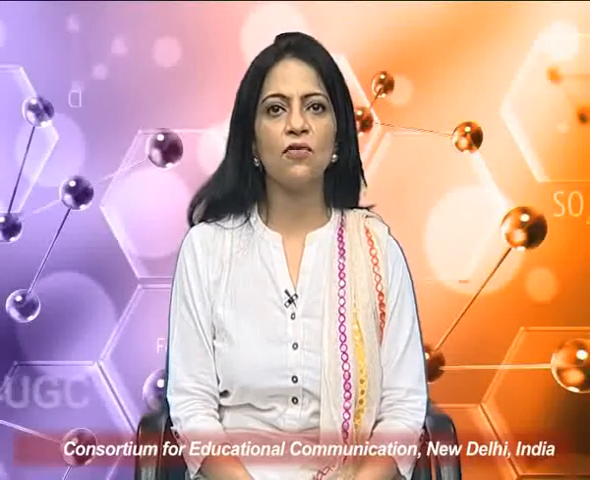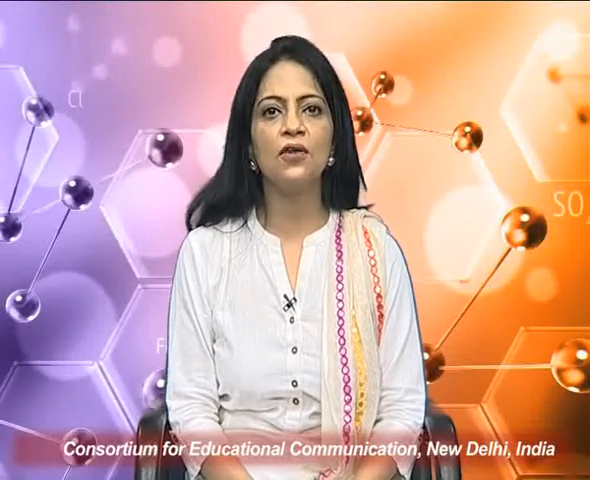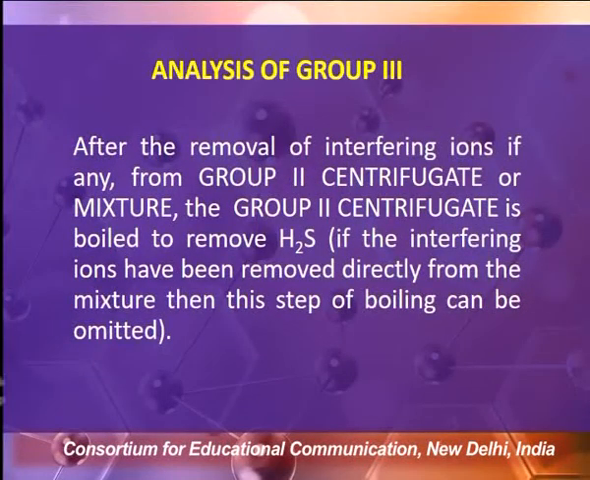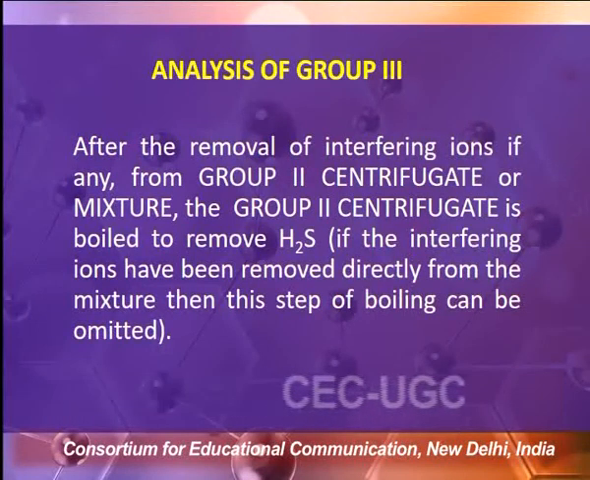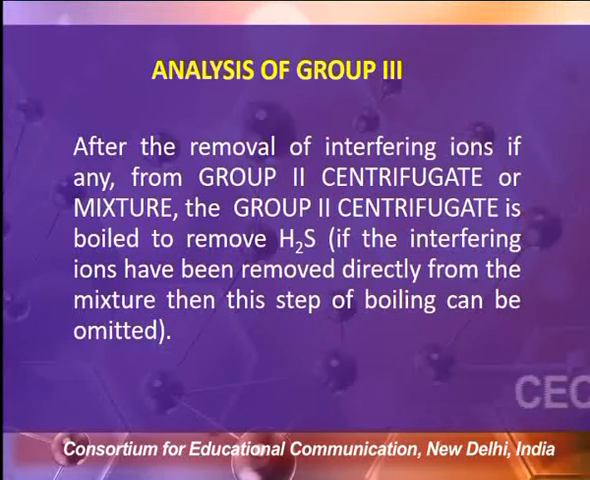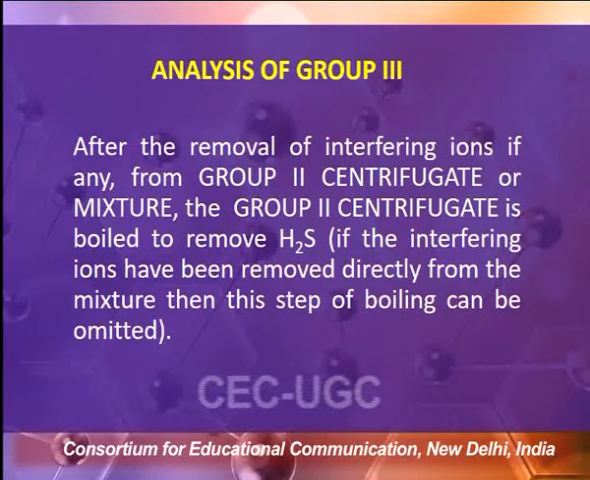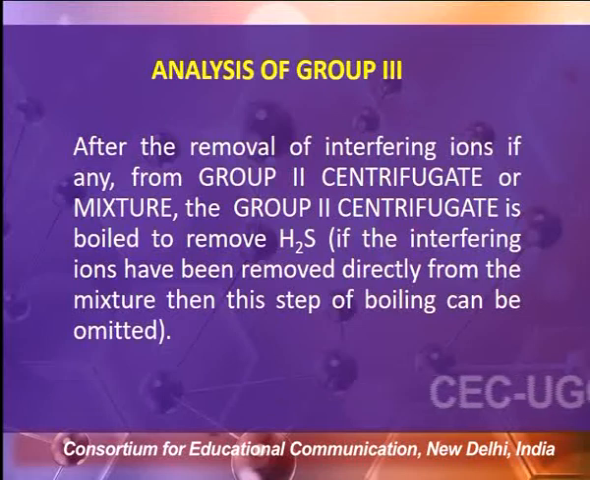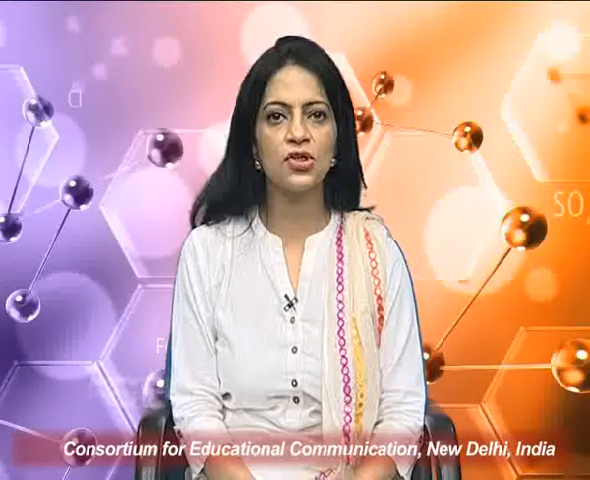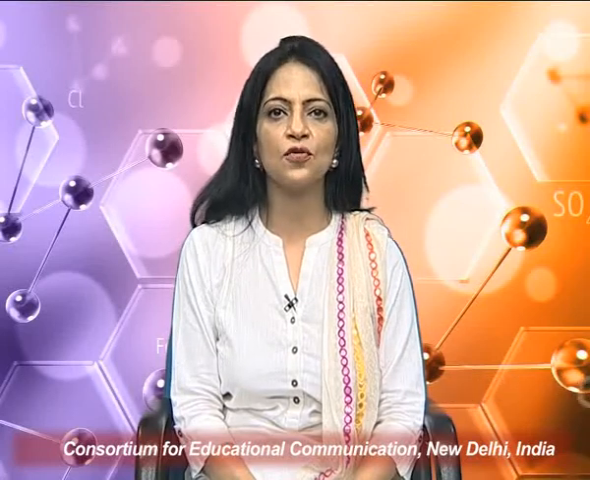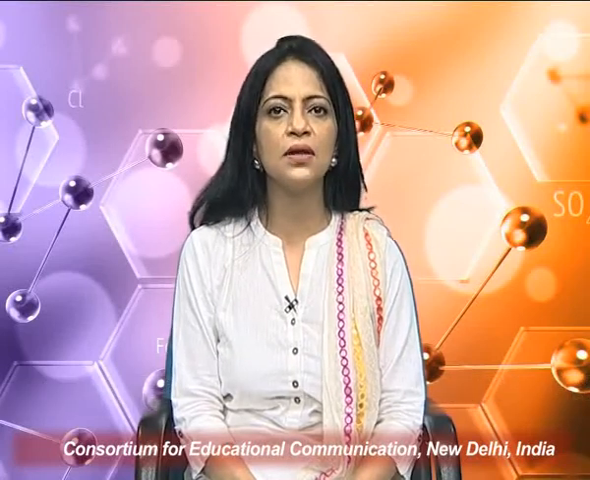Coming to the analysis of group 3 cations. After the removal of interfering anions, if any, from the group 2 centrifugate or directly from the mixture, the group 2 centrifugate is boiled to remove H2S. If the interfering ions have been removed directly from the mixture, then this step of boiling can be omitted, because boiling needs to be done only when we have passed H2S through the solution. So if the mixture is used directly, then we can omit this step and directly use the centrifugate for the analysis of group 3 cations.